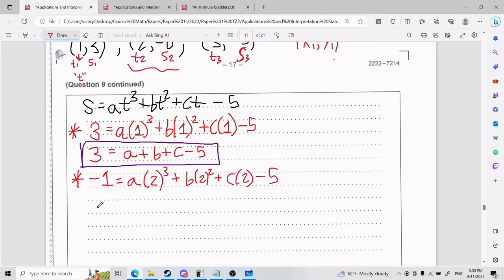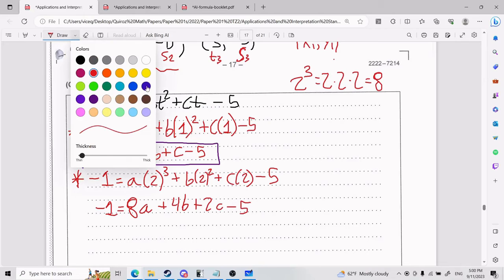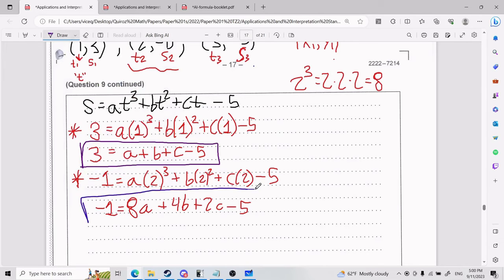All right, so negative 1 equals a times 2 cubed. So 2 cubed is going to be 2 times 2 times 2. If you don't believe me, check your calculator. That is going to be 8. So 8a plus 4b plus 2c minus 5. All right, I'm actually going to leave it like that for now. This is my second equation, see?